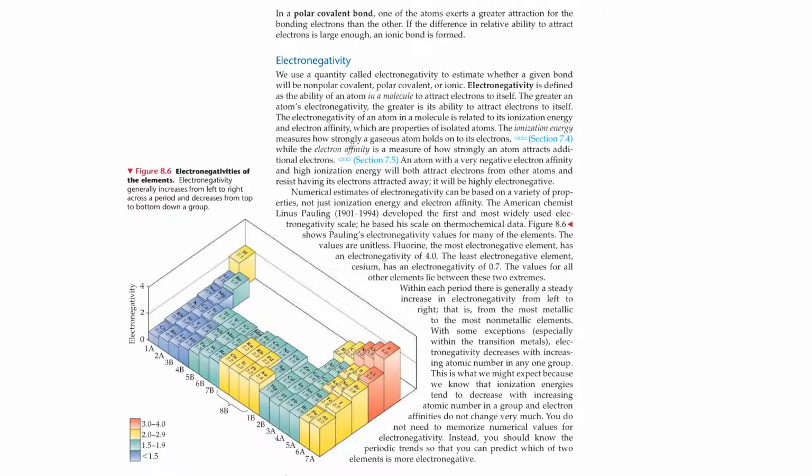Within each period, there's generally a steady increase in electronegativity from left to right, that is, from the most metallic to the most nonmetallic elements, with some exceptions, especially within the transition metals. Electronegativity decreases with increasing atomic number in any one group. That is what we would expect, because ionization energies tend to decrease with increasing atomic number in a group, and electron affinities don't change very much. You don't need to memorize numerical values for electronegativity. Instead, you should know the periodic trends so that you can predict which of two elements is more electronegative.